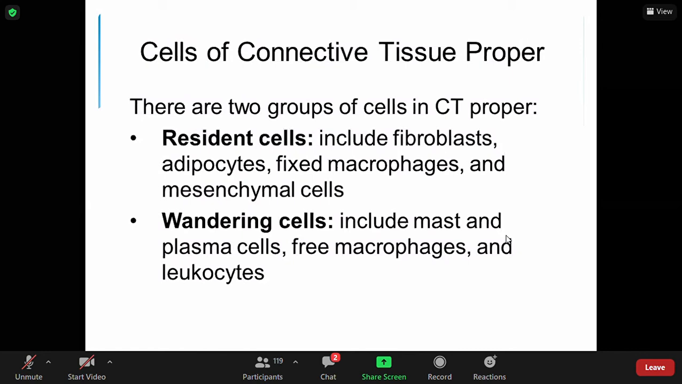Under wandering cells, you include mast and plasma cells. Why do you think that you have mast and plasma cells? Of course, mast. Why are they wandering cells?